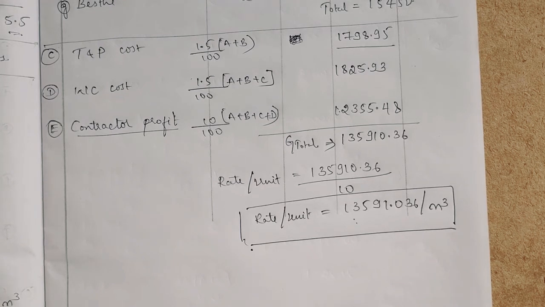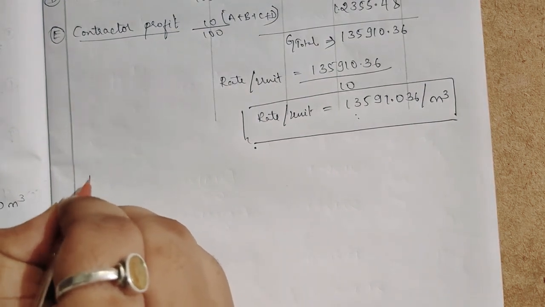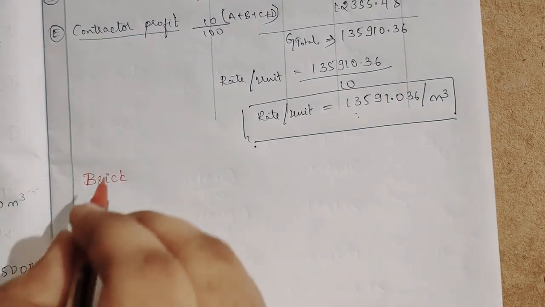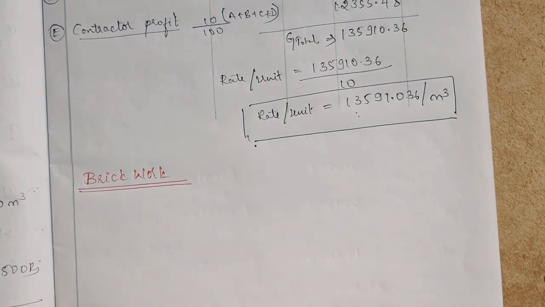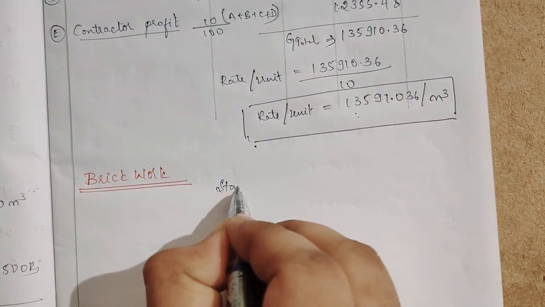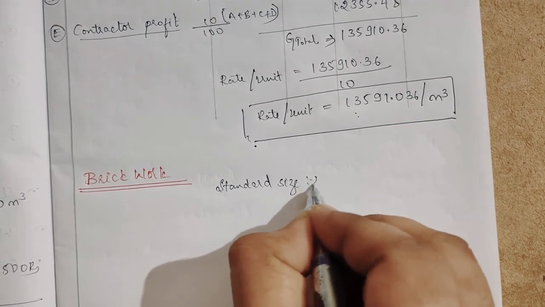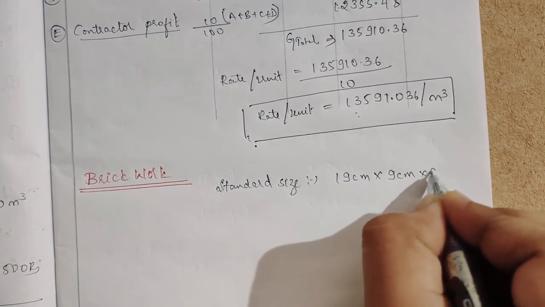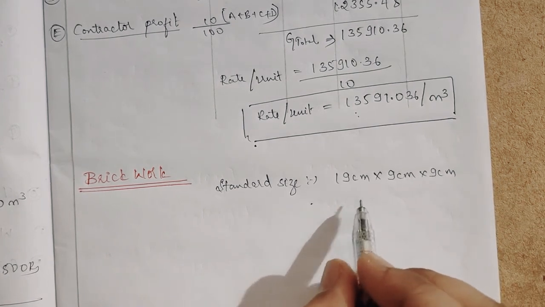Okay, so I'll take one more question, that is about brickwork. If brickwork comes, what do we have to do? When we deal with brickwork, we have to know some standard sizes. So what is the standard size of the brick? The standard size is 19 centimeter into 9 centimeter into 9 centimeter.